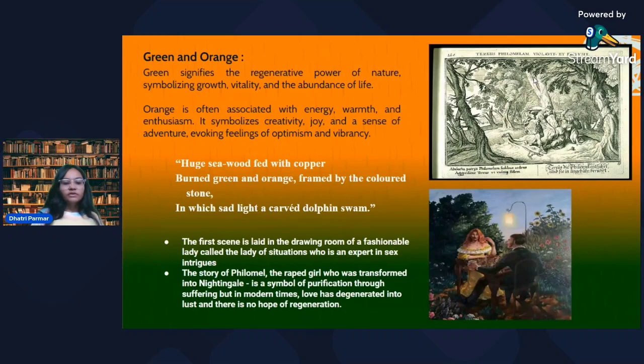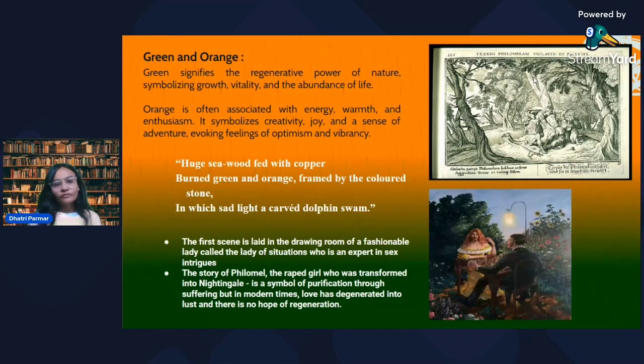The story of Philomela, a raped girl who was transformed into a nightingale, is a symbol of purification through suffering. But in modern times, love has degenerated into lust and there is no hope of regeneration. So, what is the myth of Philomela? Her sister was there, but her sister's husband raped her and cut her tongue so that she could not convey what had happened to her. And still, with her voice, Philomela tells her sister whatever has happened to her.